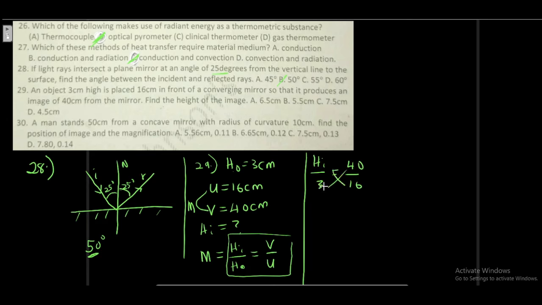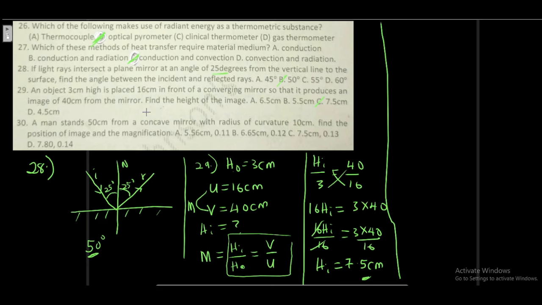If we cross multiply, that will give us 16 times height of image equals 3 times 40. So to get the height of image, we divide both sides by 16, and that will give us 16 HI all over 16 equals 3 times 40 all over 16. So this will cancel this, and then you're going to have height of image equal to, if we simplify this with our calculator, 3 times 40 divided by 16, and that will give us 7.5 cm, which is option C.